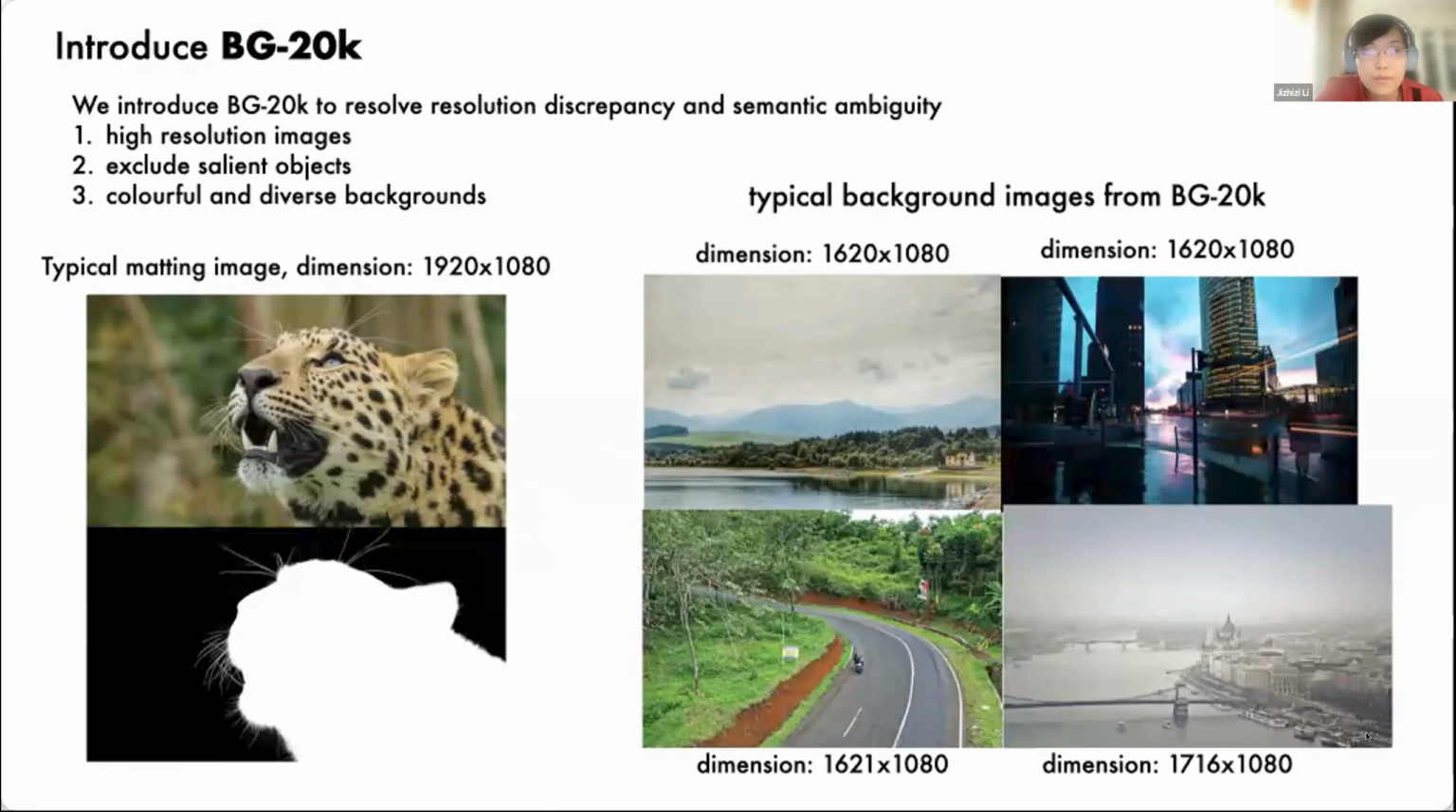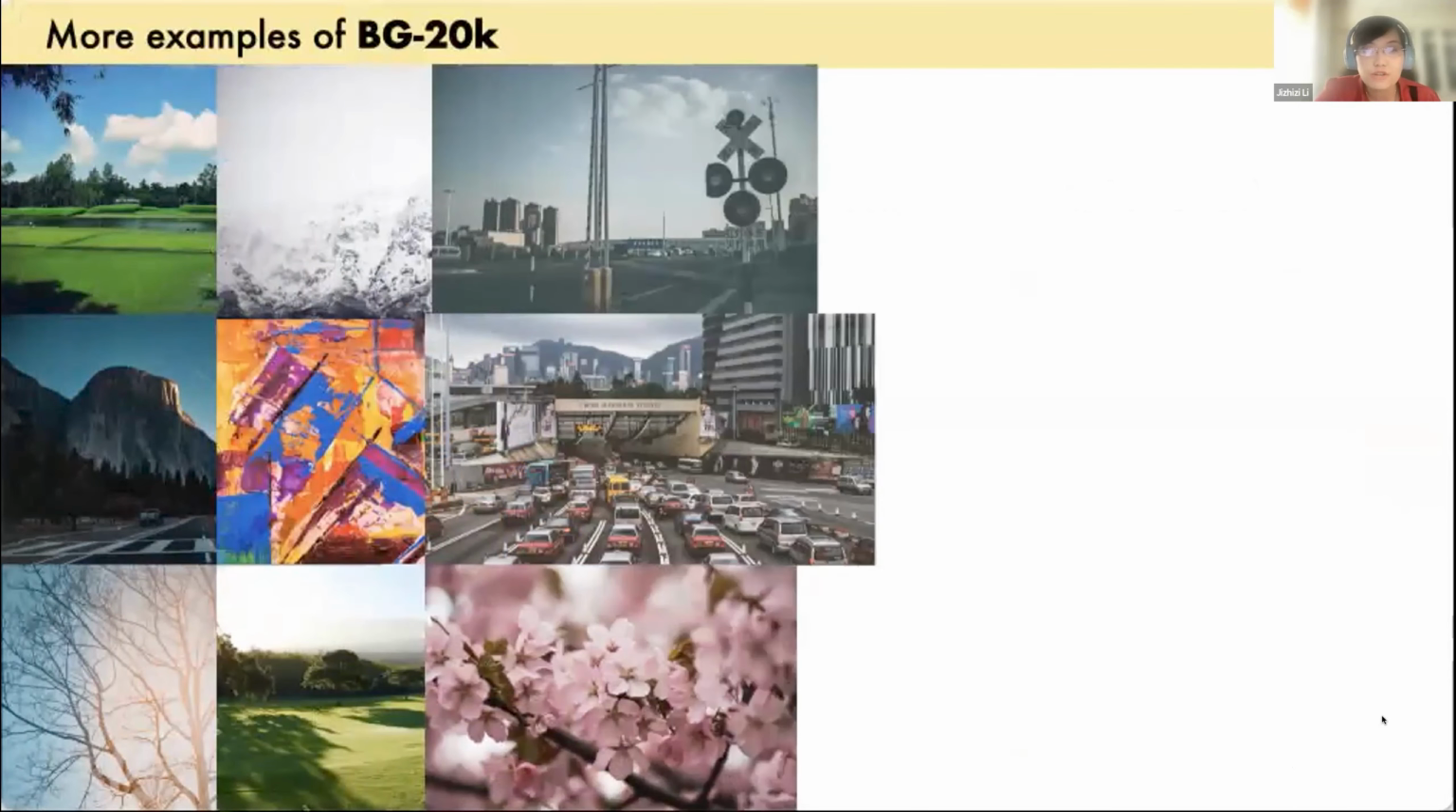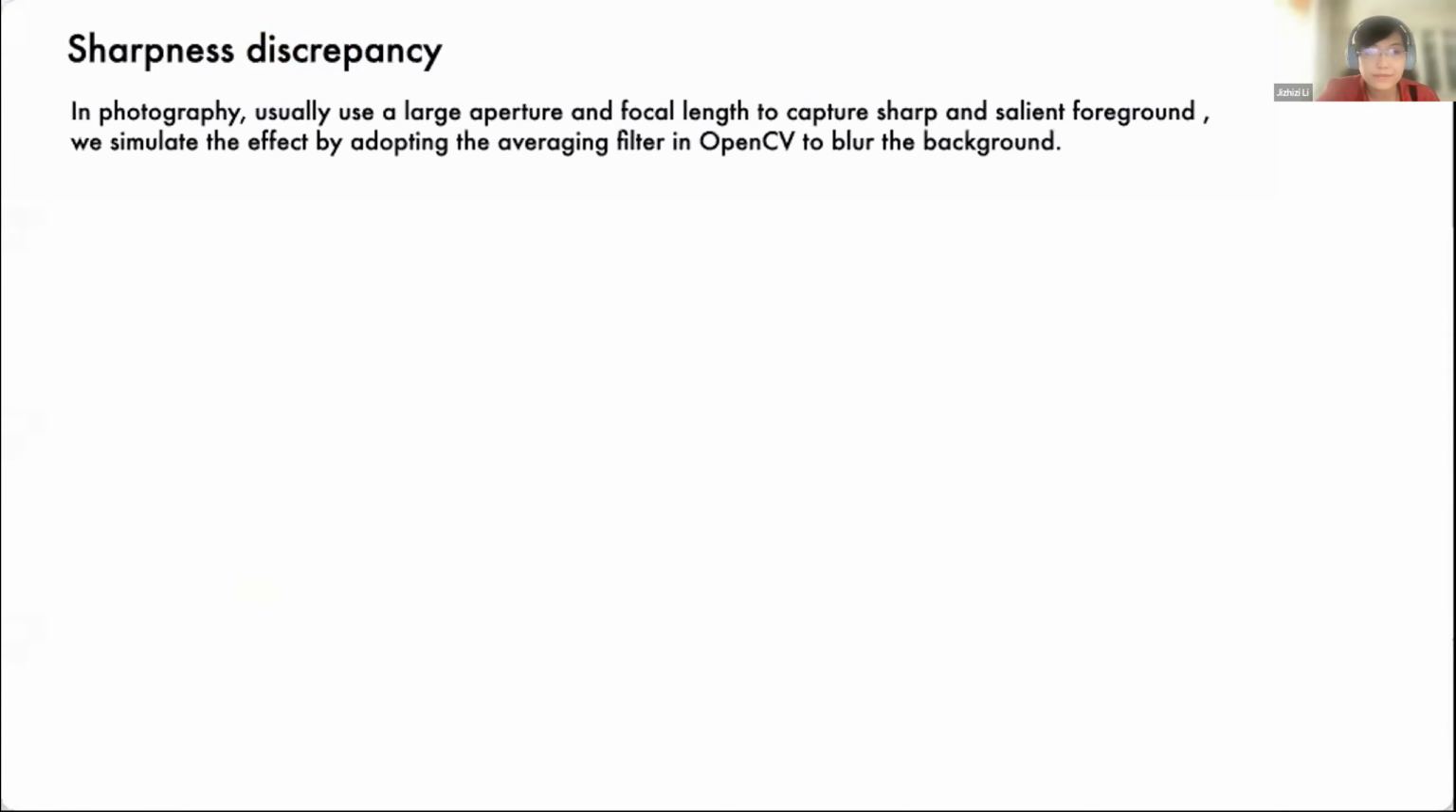So in this case, we propose a very large dataset consisting of 20,000 background images. They are all high resolution, they exclude salient objects, and they are very colorful and diverse. Here are more examples of the background dataset. We have also published this dataset to the public.